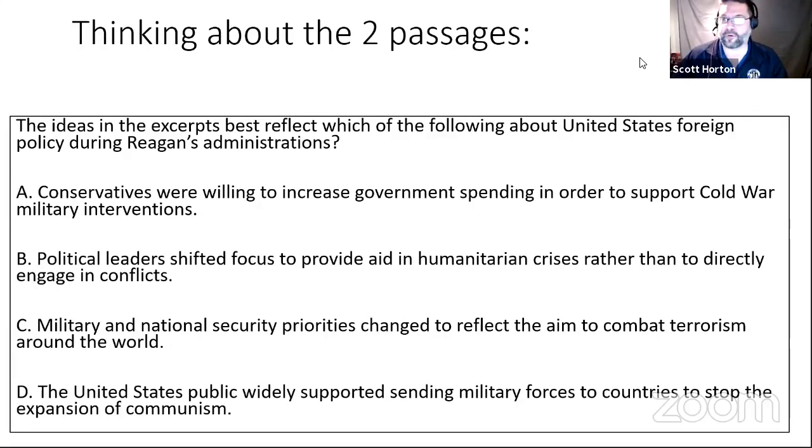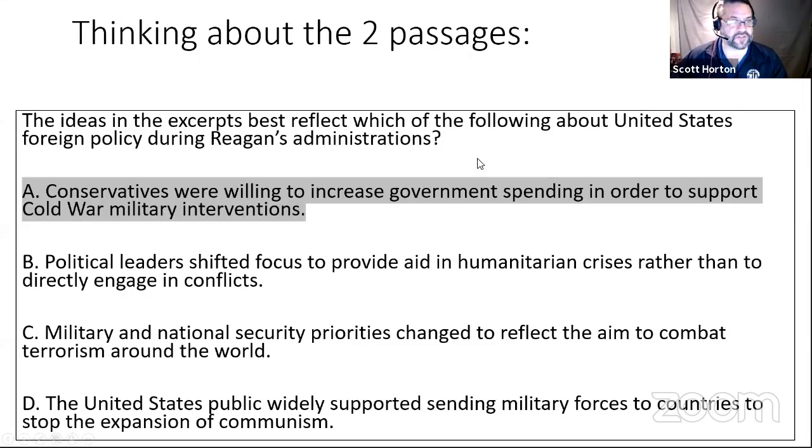Okay, so hopefully you had a chance to read through those choices. Really what they're asking here is, what's the similarity between the two of those passages in one sense? And the best answer here is A, conservatives are willing to increase government spending. And that's the best answer out of these here.